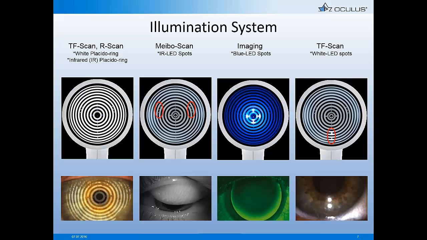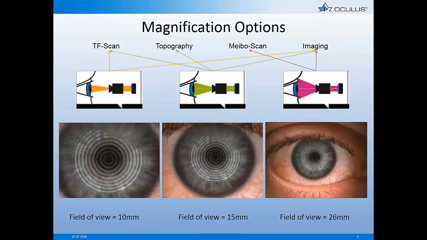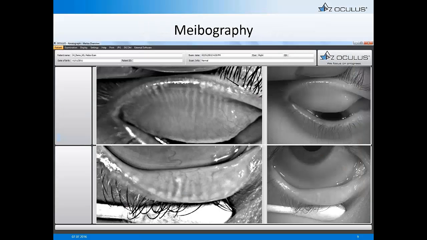So I'll get into the Keratograph 5M here, go over some of the features and benefits of it. One of the things that makes the Keratograph very versatile is that it has several different illumination systems to give us the optimum illumination depending on the type of measurement or image you're trying to get. Also, it has a built-in magnification changer to give us the optimum magnification depending on the type of measurement or image we're trying to get.